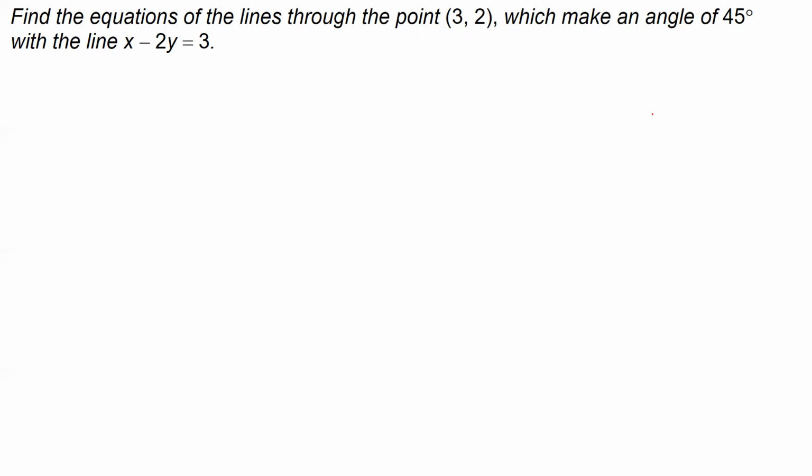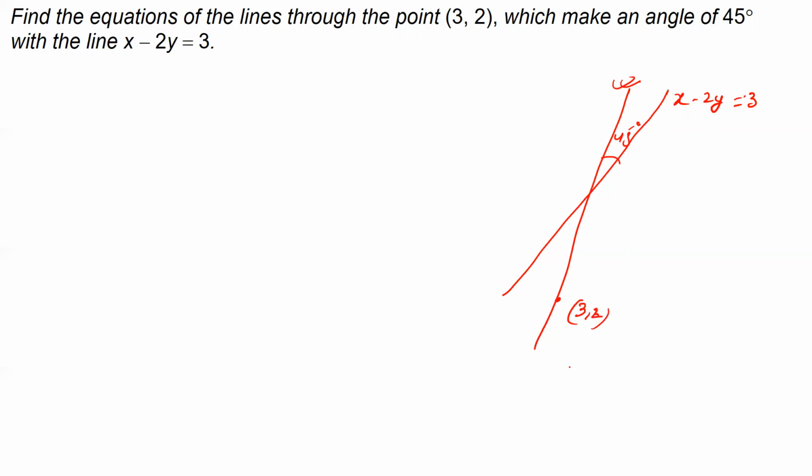So we are having a particular line x - 2y = 3. This is the line that is given to us, and we are told that there is a line which makes an angle of 45 degrees with this line. So suppose our required line is this one. It makes an angle of 45 degrees with this line and it passes through the point (3, 2). We need to find out the equation of this line.